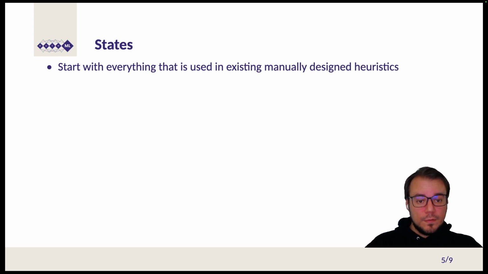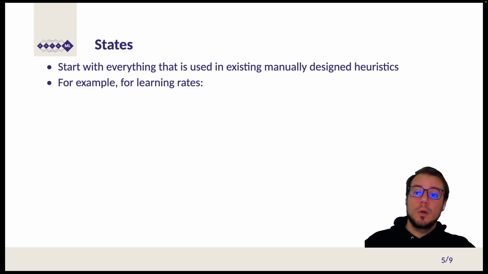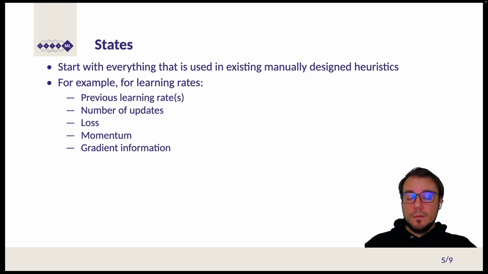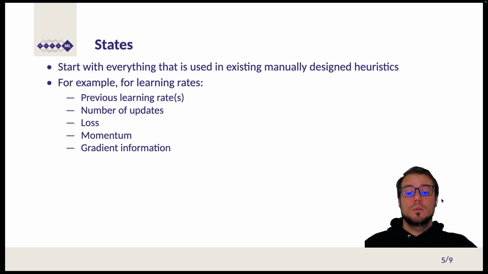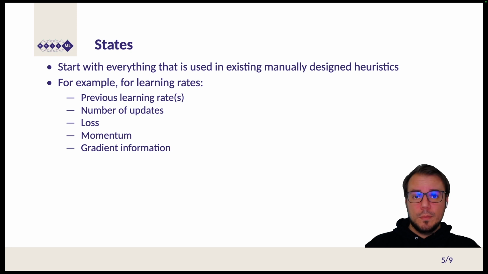The states for DAC should start with everything that is already used for designing heuristics manually, because that is very informative. That is how many humans themselves would adapt the algorithm on the fly. So for learning rates, that could include the previous learning rates, the number of updates that have already happened, the observed loss, the momentum, if you have a momentum in your optimizer as well to potentially counterbalance that, some other form of gradient information based on which you might want to make a certain decision.